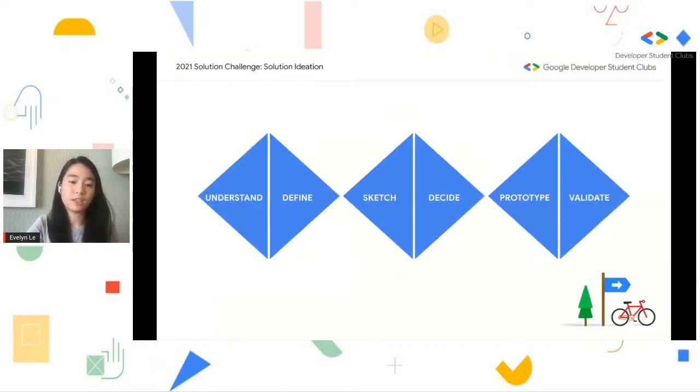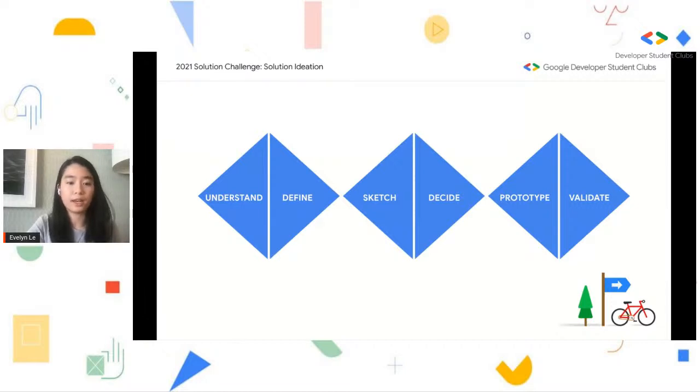So the design sprint follows 6 phases. The first one is understand. The second one is define. These are the 2 phases where you try to understand the problem space, and define what kind of goals and what kind of resources you have.